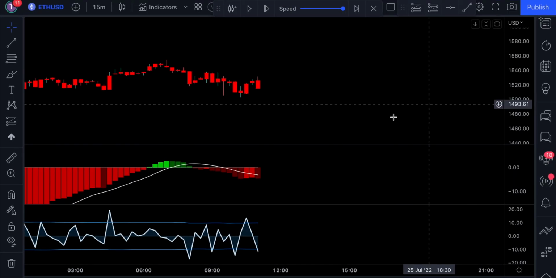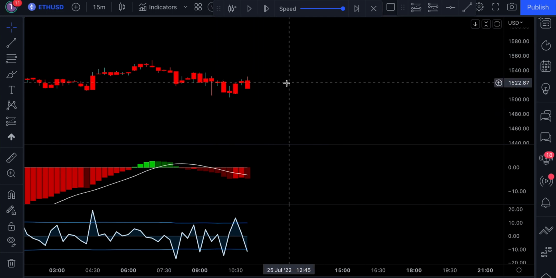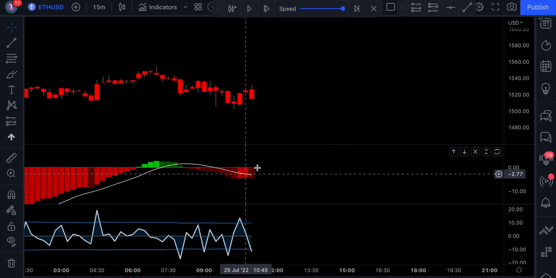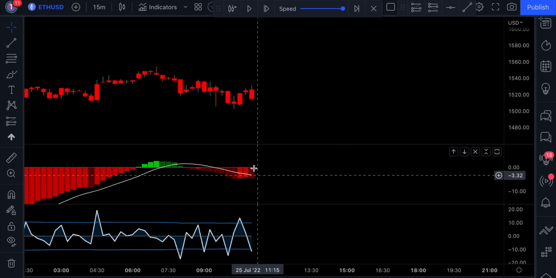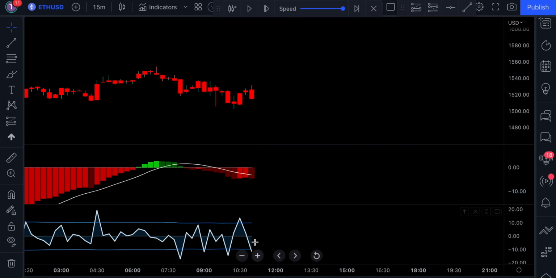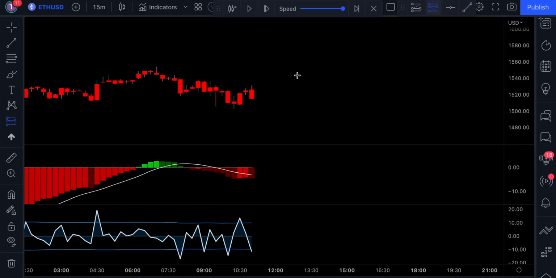Okay, now let's understand the rules for short trades. First, the bars have to be red color. Second, the white line of this oscillator is below the zero level. The indicator also needs to print a new dark red bar that breaks below the line. Third, the volatility oscillator line needs to break below the lower band.